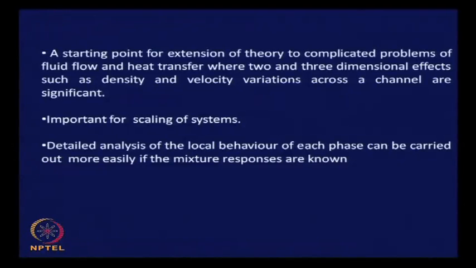Next, one more thing which is very important. In the drift flux model, initially what we have done is we have assumed one dimensional flow only. Accordingly, we have assumed that everything varies in the flow direction itself, and there is no variation across the cross section. So J1, J2, U1, U2, everything we assumed average over the cross sectional area.